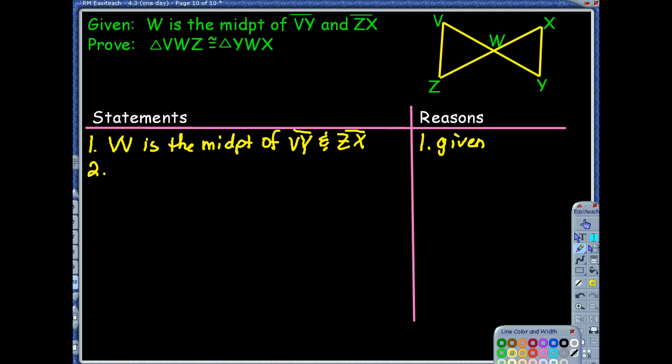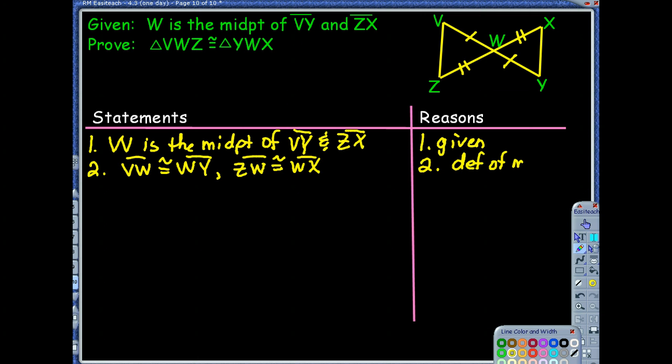So I'm going to start off with W being the midpoint of VY. And looking at that, I know that divides that segment into two congruent parts. So VW is congruent to WY. And knowing that it's also the midpoint of ZX, I can say that ZW is congruent to WX. And it's both because of definition of midpoint. So I love that we put them all in one step. All right, keep me going.